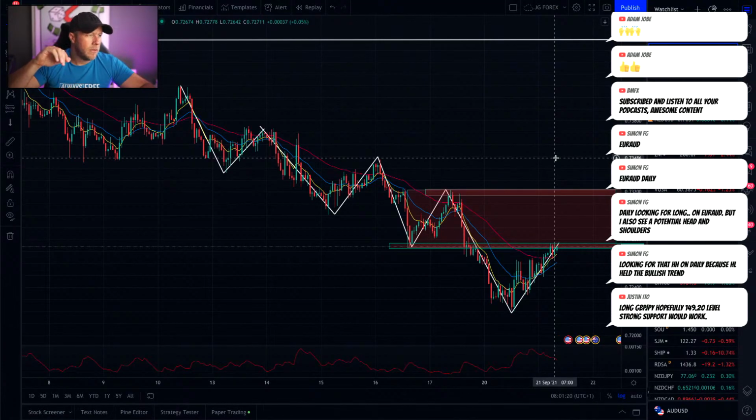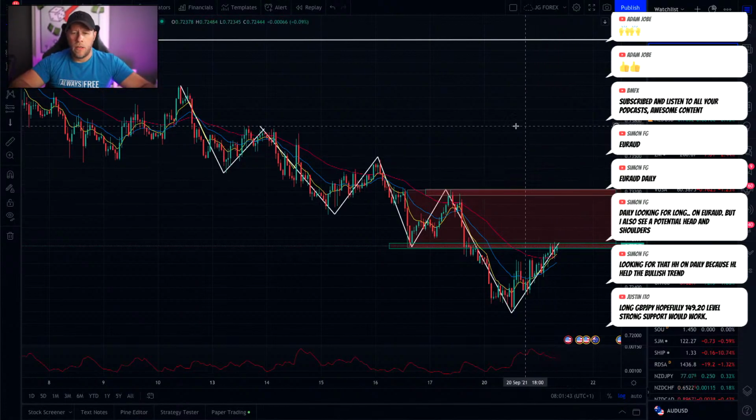Amazing. So that's it on the Aussie dollar. Justin says long pound yen, hopefully 149.20 level, strong support would work. Long. So you got long off of 149.20. And that is the pound yen. We'll take a look at that in just a bit.